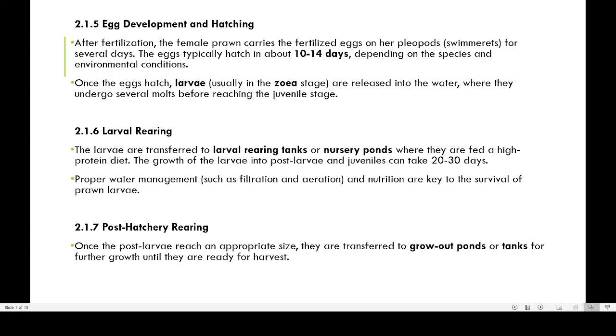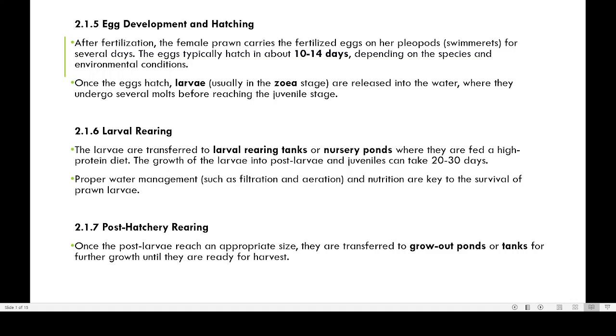Then coming to the egg development, after fertilization, female prawn carries the fertilized eggs on her pleopods. Pleopods are the swimming legs. Eggs typically hatch within a period of 10 to 14 days. Within a period of 2 weeks, we can find that eggs are developing into larvae. Once eggs hatch into larvae, the first larval stage is known as a zoea larva. You might have studied about that. They are released into water. They undergo several molts, and finally we are reaching the adult or juvenile prawn.